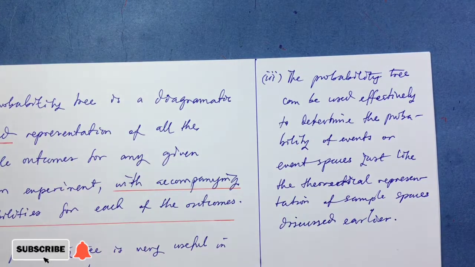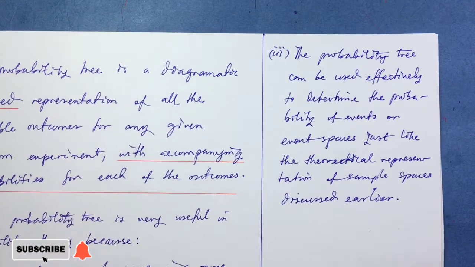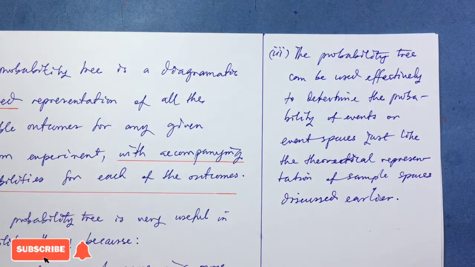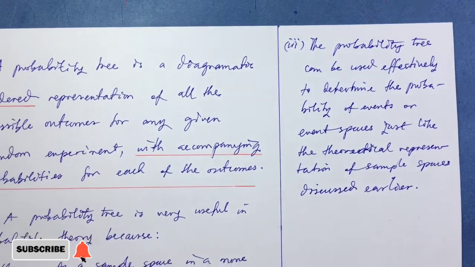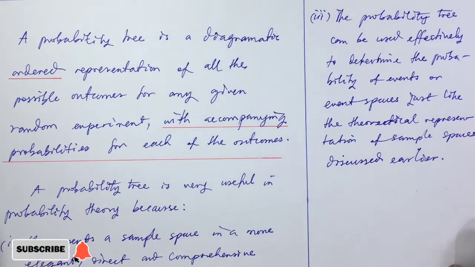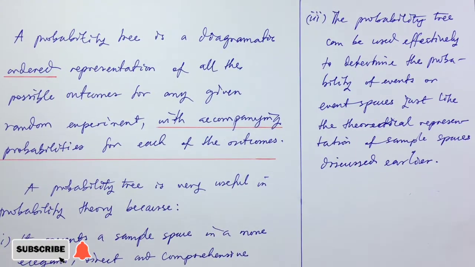So the probability tree can be used effectively to determine the probabilities of events or event spaces, just like the theoretical representation of sample spaces discussed earlier. You should be using the probability tree as an alternative to the theoretical representation for sample spaces.